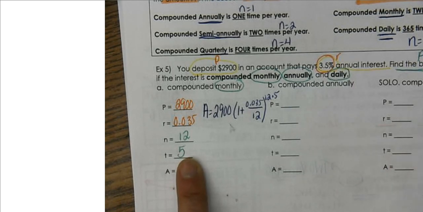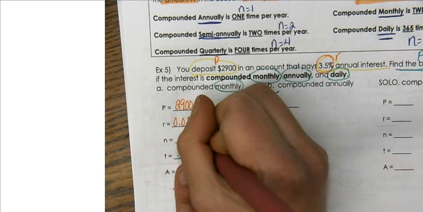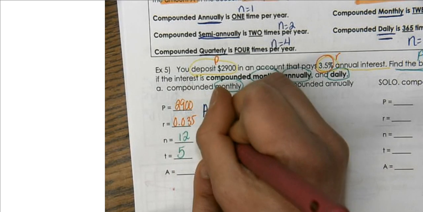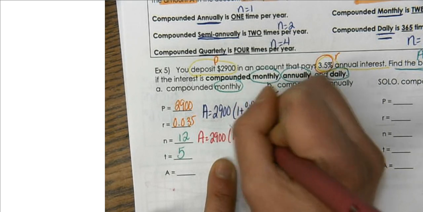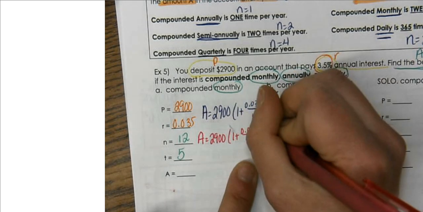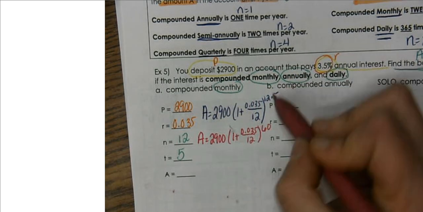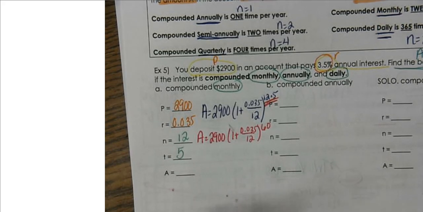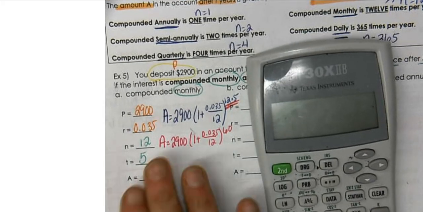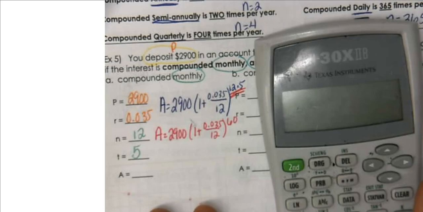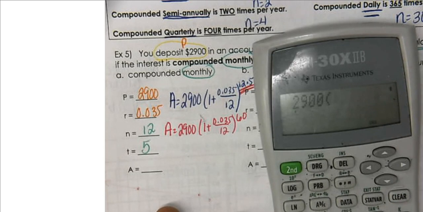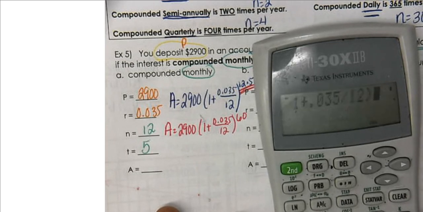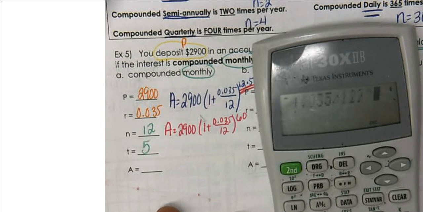Now, I would recommend strongly using your calculator to your advantage and writing this as A is equal to 2,900 times 1 plus 0.035 divided by 12 raised to the 12 times 5, which is 60. And I would calculate just the exponent just to make sure that you get this answer correct. And now I'm going to put this whole thing into my calculator directly as I see it. So that is going to be 2,900 times parentheses 1 plus 0.035 divided by 12, close the parentheses, and now raise it to the 60th power.